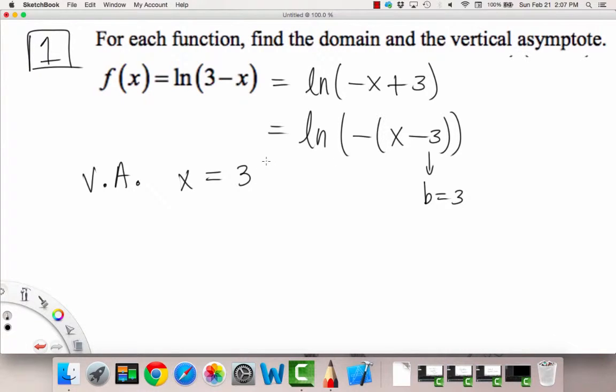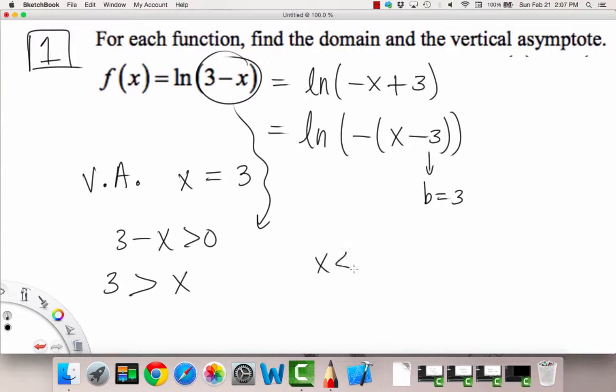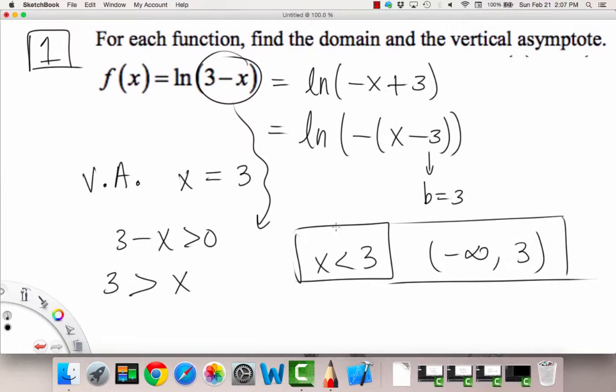Okay, so now we found the vertical asymptote, and now let's find the domain. The domain is determined by saying that whatever's on the inside of your logarithm has to be greater than 0, okay? So if we set it to that, then we have 3 is greater than x, or we could also just say x is less than 3, and that is our domain. Or in interval notation, we're going from negative infinity up to 3, but not including 3, so we use that rounded bracket there. So both of these will suffice for the domain. And again, our vertical asymptote is at x is equal to positive 3.